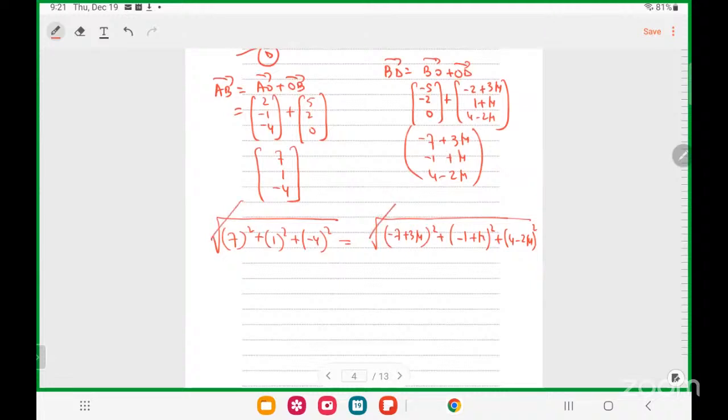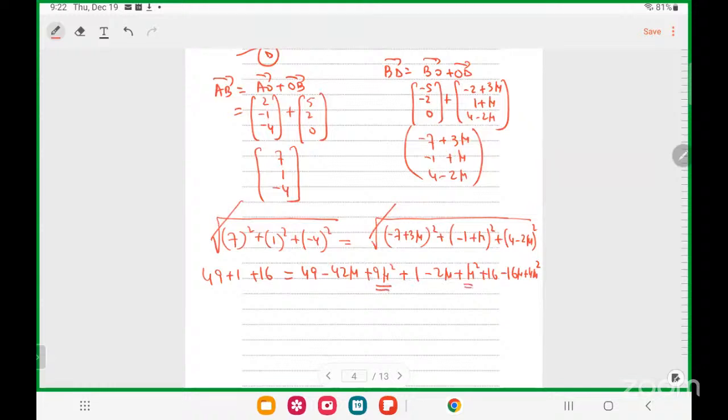The square root will cancel off from both sides. 7 square is 49 plus 1 plus 16. I will expand each of these values. 49 plus 49 minus 42 mu plus 9 mu square. I hope everyone is following me. 1 minus 2 mu plus mu square, 16 minus 16 mu plus 4 mu square. All good, all clear?